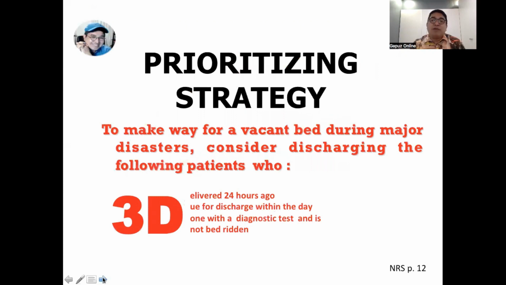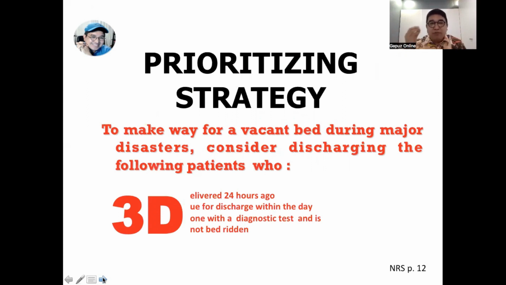So, to make way for vacant beds during major disasters, consider discharging the following patients: those who delivered 24 hours ago by normal spontaneous delivery, and those who are due for discharge within the day. So, if they are due for discharge in the afternoon, you can discharge them in the morning. And those who are done with the diagnostic test and are not bedridden. For example, those who have undergone ultrasound are not bedridden.